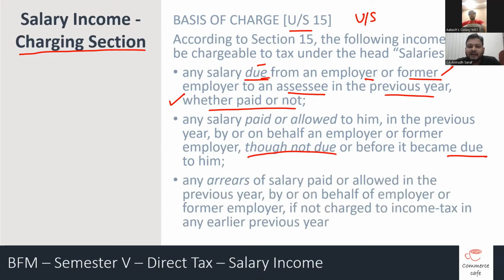Any arrear of salary paid or allowed in the previous year by or on behalf of the employer or former employer, if not charged to income tax in any earlier previous year. This point, I'll come back to that. But the first two you have understood, right? Right, sir. Okay. So let's do an example.